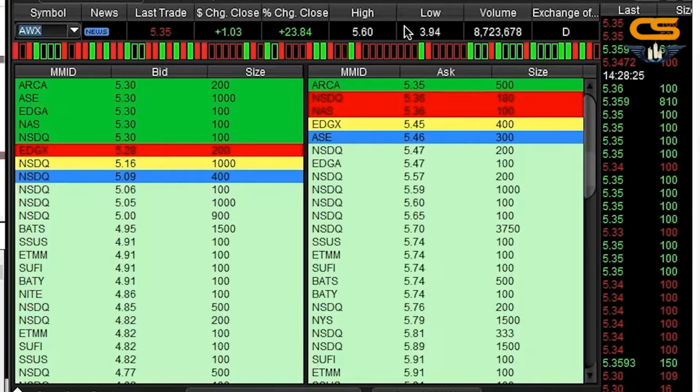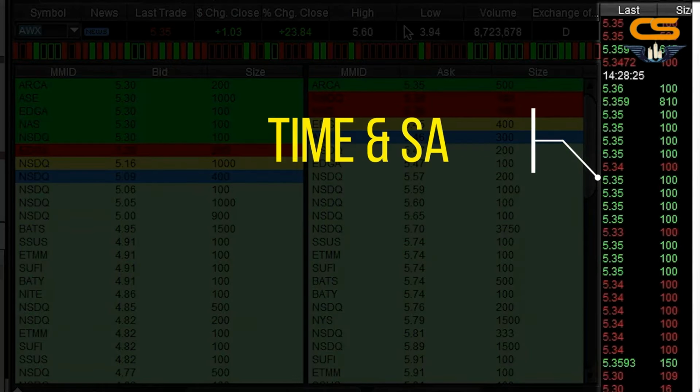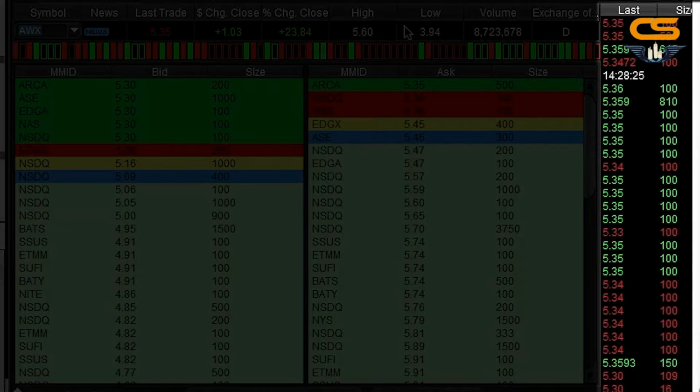If you did want to see live orders that are being filled right at this very moment, you would look at the time and sales, which is right here. These are all the orders that have been filled and are currently being filled. So you can see the price where they were filled and how many shares were bought or sold. Green means it was a buy, red means it was a sell, and gray means it was inside of the spread.